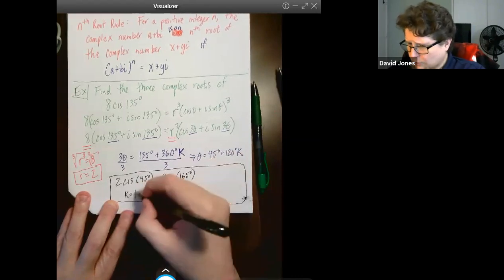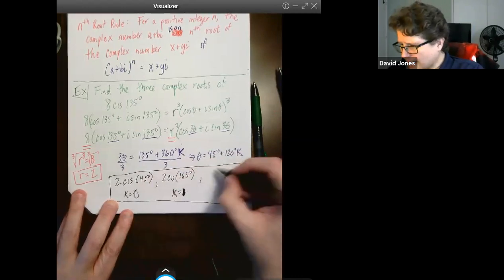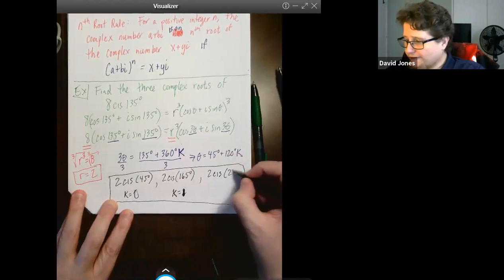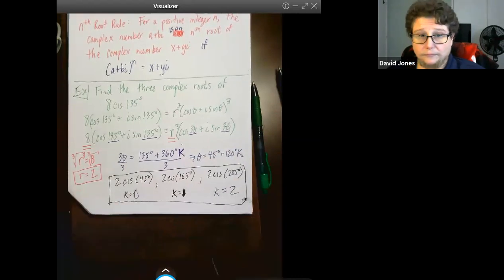I'm sorry, this is k equals 0. That's k equals 1. And finally, we add another 120 degrees. We get 285 degrees. And that's when k equals 2. Those are the 3 roots.